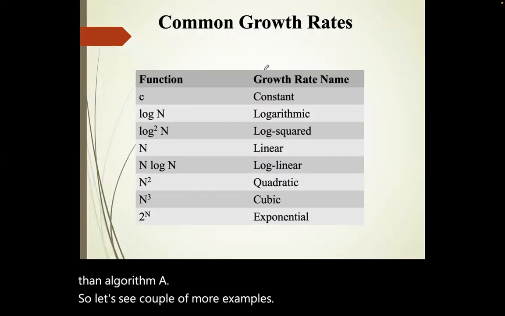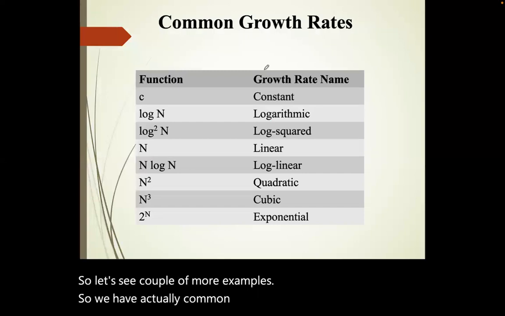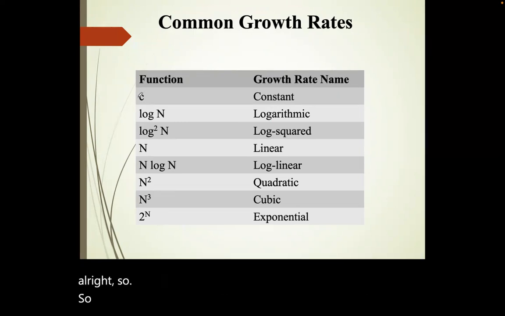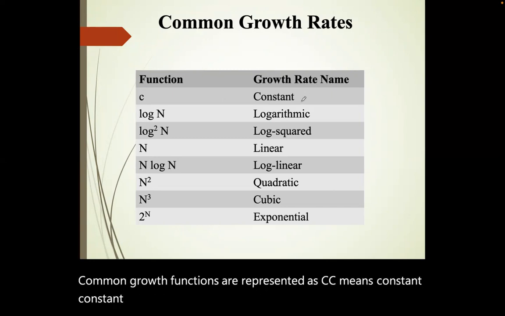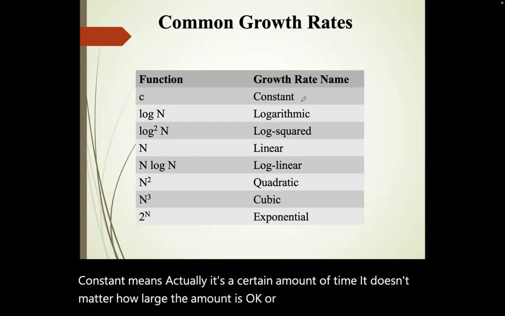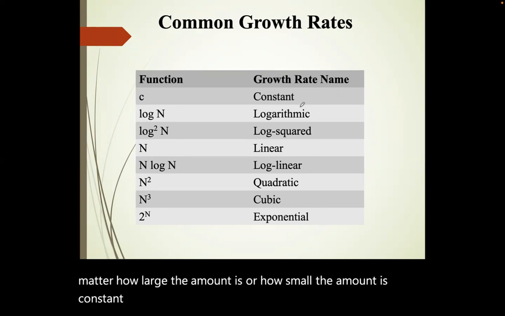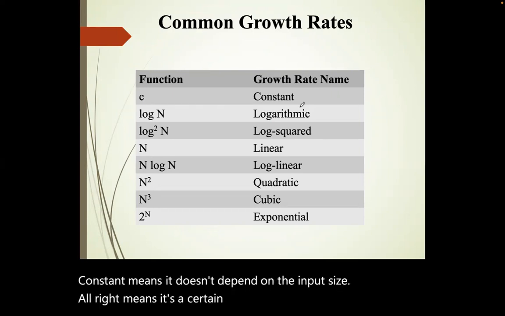So we have common growth rates, or common growth functions. Common growth functions are represented like C. C means constant. Constant means it's a certain amount of time. It doesn't matter how large the amount is, or how small the amount is. Constant means it doesn't depend on the input size.